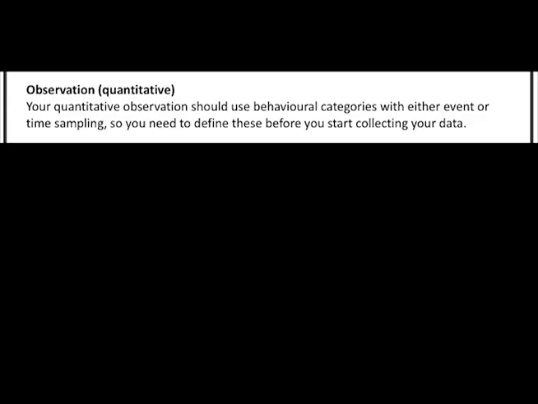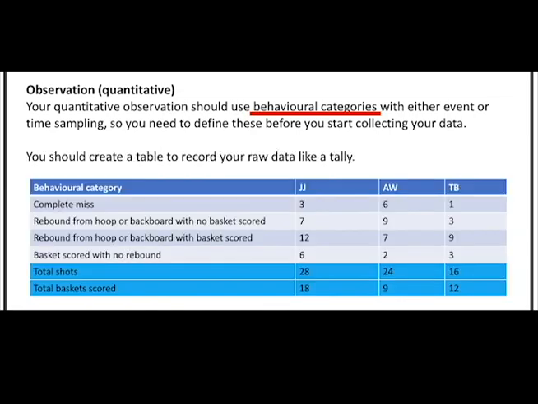If you're doing an observation, you should prepare your behavioural categories before you start. Once you've decided what your behavioural categories will be, you can clearly picture how the data would look in a table. When we get on to data analysis, you can then clearly see how you might use averages to compare your data.